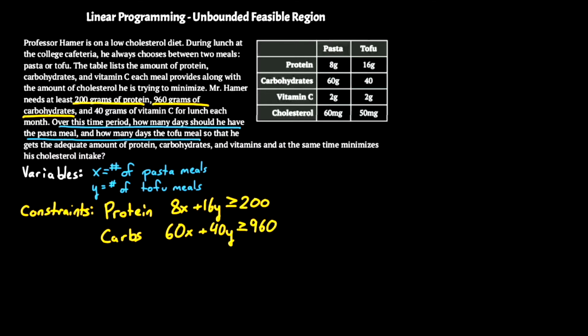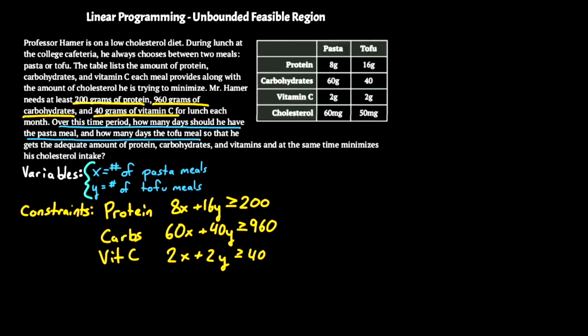And then we'll write one more. This one's for vitamin C. And actually it's just 2 and 2, so it's the same for each. So for vitamin C, I'll say 2x plus 2y. And again, looking back into the problem, it says 40 grams of vitamin C. That's how much he needs, at least that much, so greater than or equal to 40.